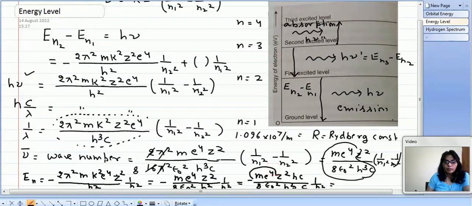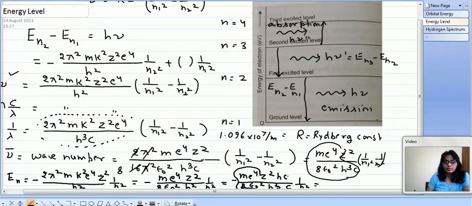This factor, m e to the power 4 upon 8 epsilon naught square h cube c, is the Rydberg constant. So energy will be minus R, Rydberg constant, into hc Z square into 1 upon n square. So energy can be written in a more confined way as En is equal to minus R hc Z square into 1 upon n square. So again we see that energy is proportional to 1 upon n square.